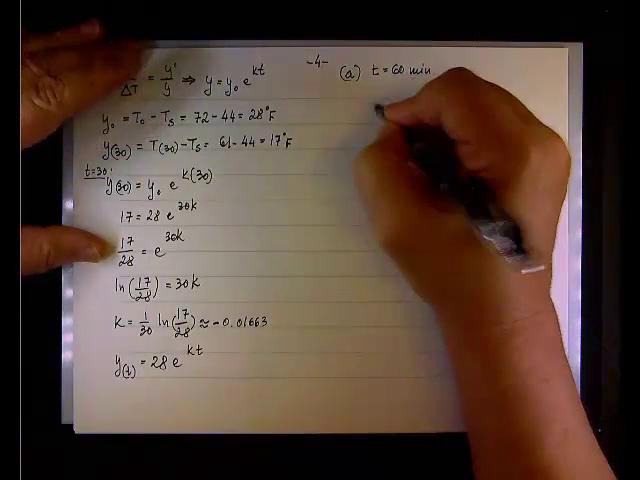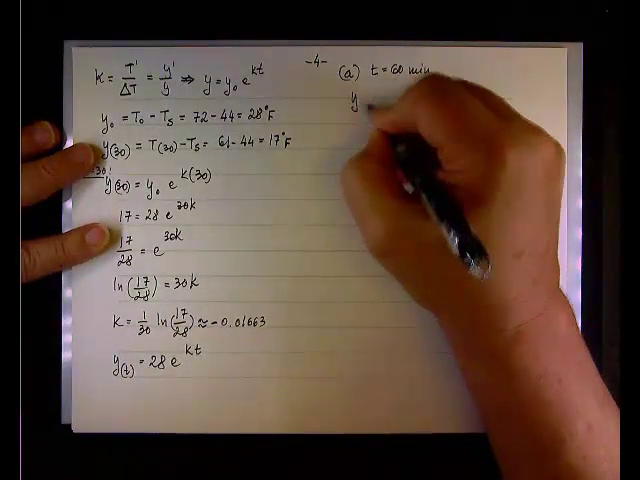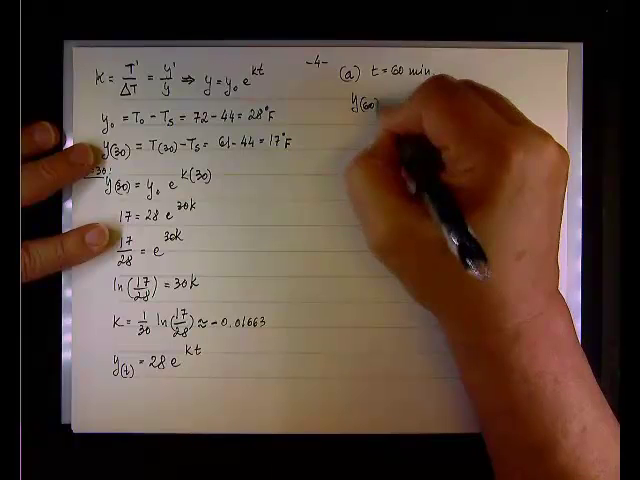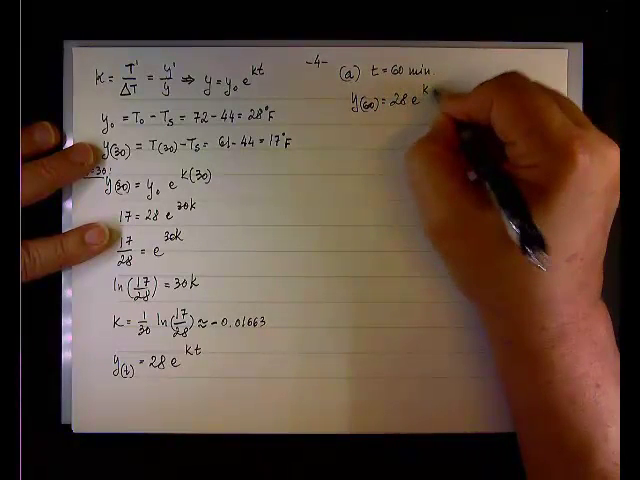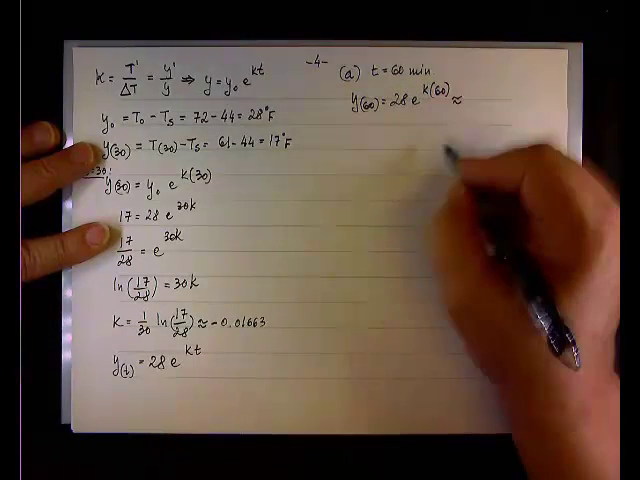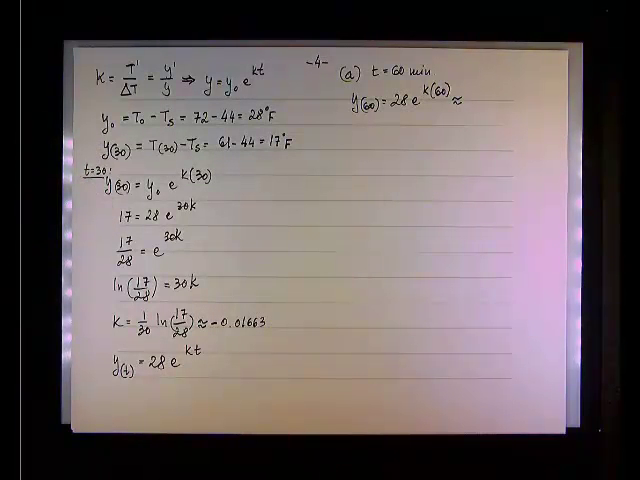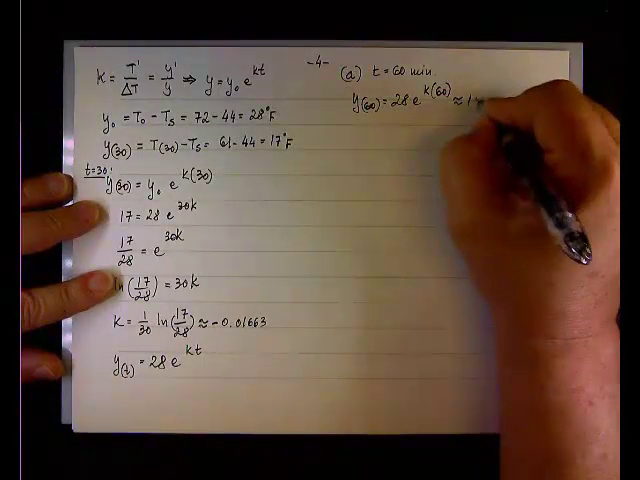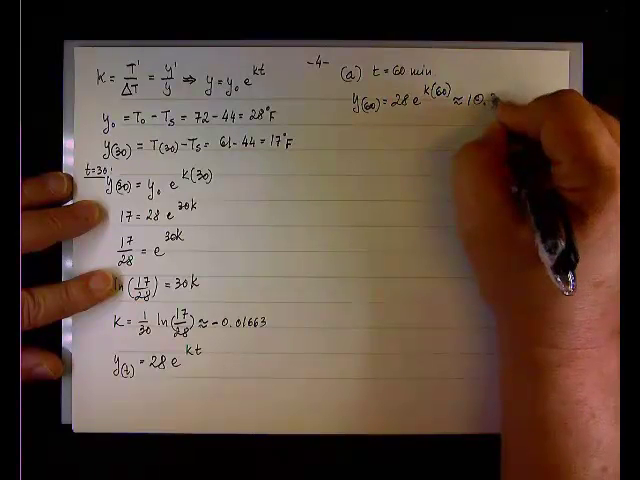And therefore, what is y after 60 minutes? y of 60 equals 28 e to the power of k times 60. Again, use the calculator, and I came up with a value that, rounded to 1 decimal point, is 10.3 degrees Fahrenheit.